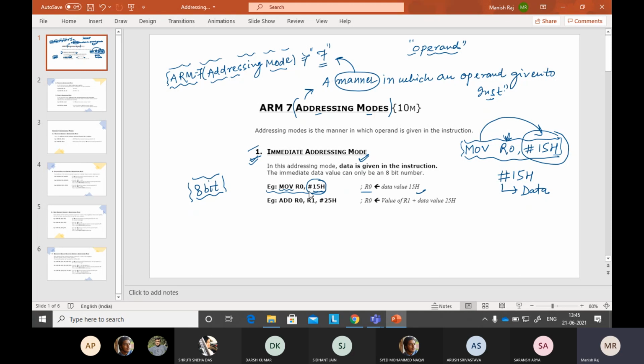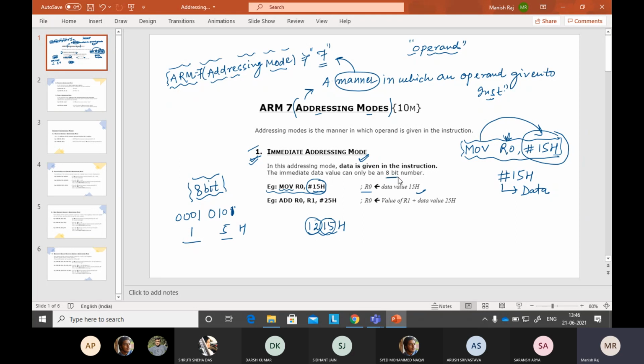You can't write like this, 115H, because this is 32-bit data. Do you understand why it is 8 bit? See, you can represent 1 as 0001 and 5 as 0101. So 1 and 5, that's why I am writing 115H. Here this is 16-bit data. Sorry, this is 32-bit data. Okay, so here you can represent only 8-bit data.